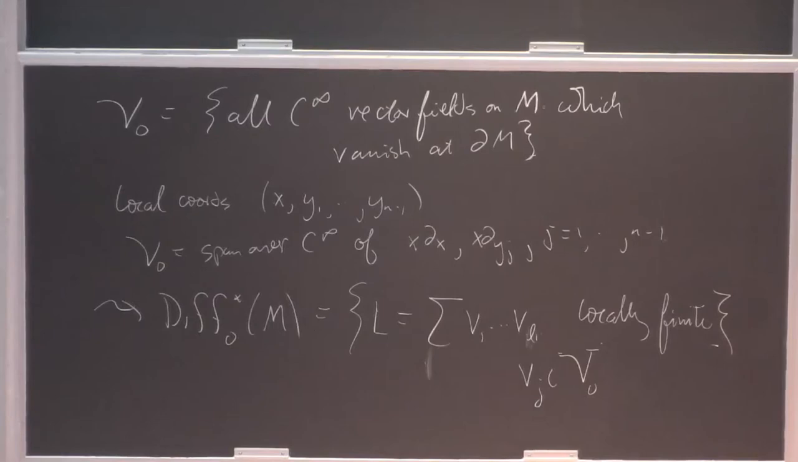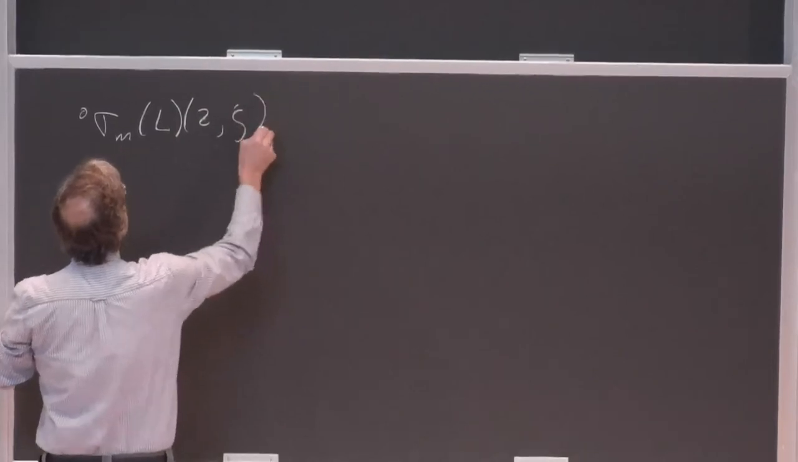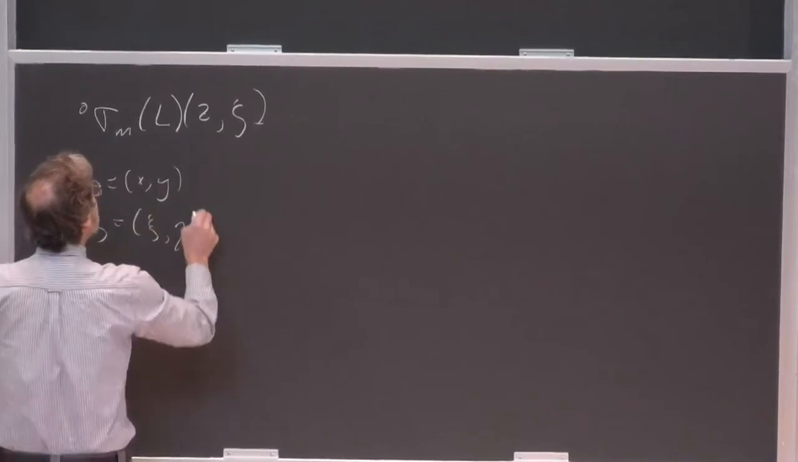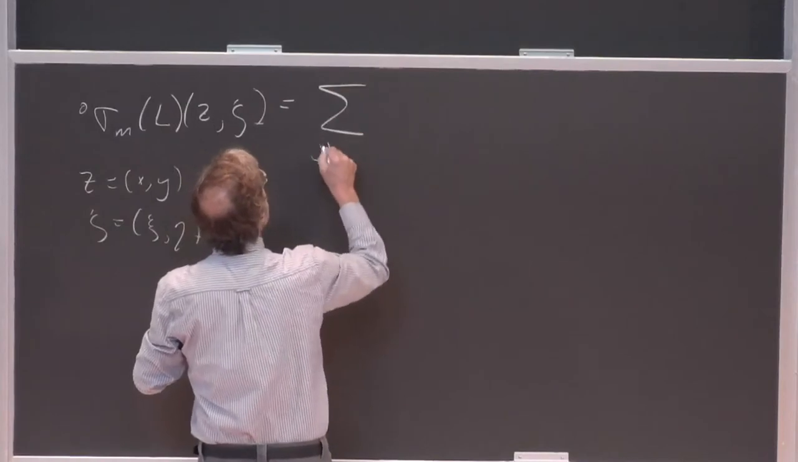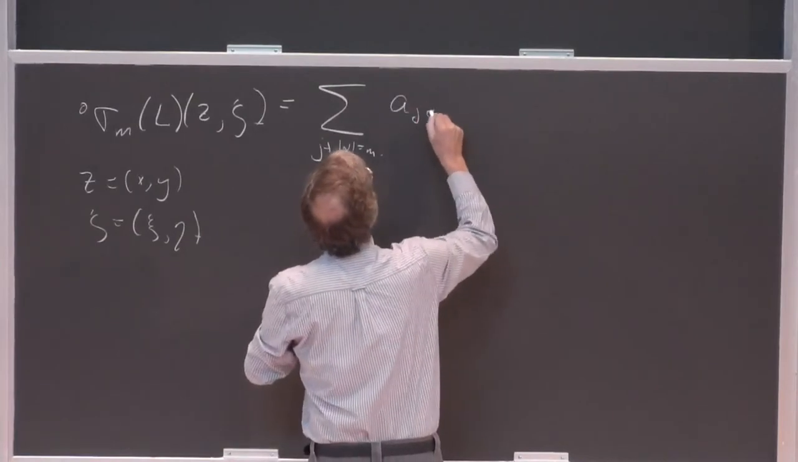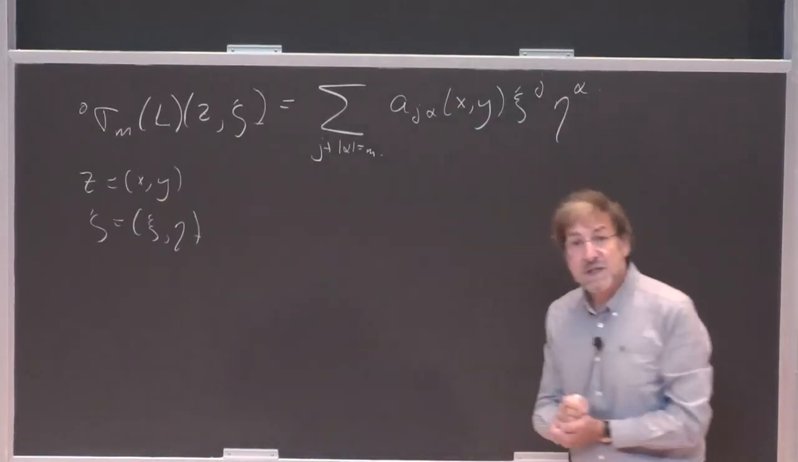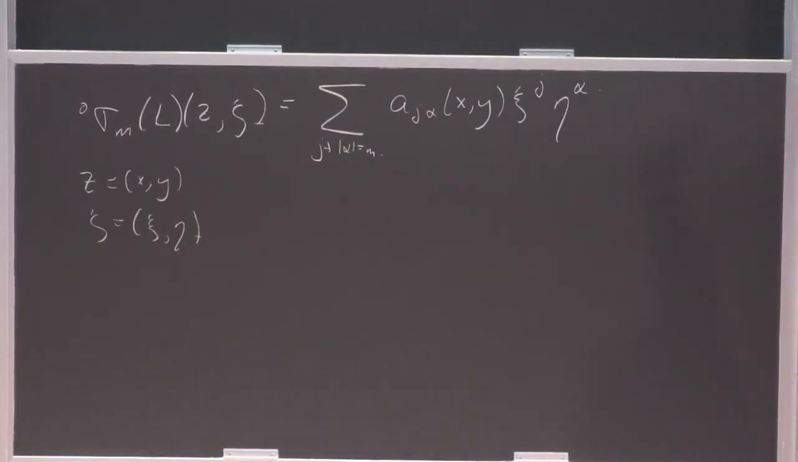So you're going to have the zero symbol, zero sigma m of L. This is going to be at a point, so z zeta. I'm thinking of z as being xy and zeta as being xi eta. And the symbol, up to factors of i which I'll get wrong, is the sum over j plus mod alpha equals m of a j alpha of x and y, times xi to the j, eta to the alpha, right? So this is the zero symbol. What I'm doing is replacing x dx by xi and x dy by eta, unlike in the normal symbol where I just replace dx by xi and dy by eta, okay?